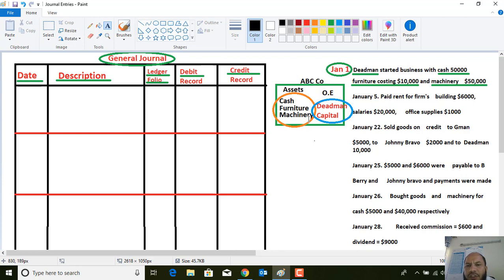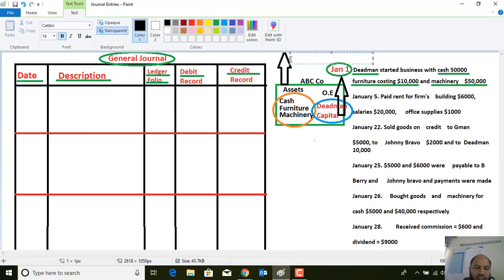Cash, furniture and machinery have been invested by whom? Deedman. This means that in this business, the cash account, the furniture account and the machinery account, which have a relationship with the asset account, increased. Along with this, the Deedman capital, which is an owner equity account, has also increased. An increase in assets should be recorded at the debit side. So we can call it the DR, that is, debit record.